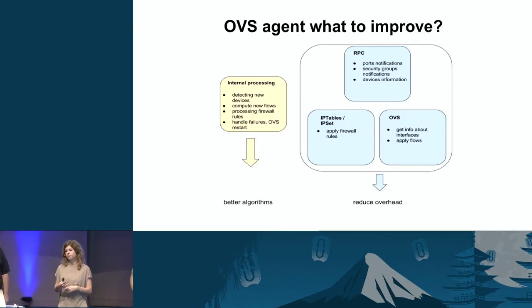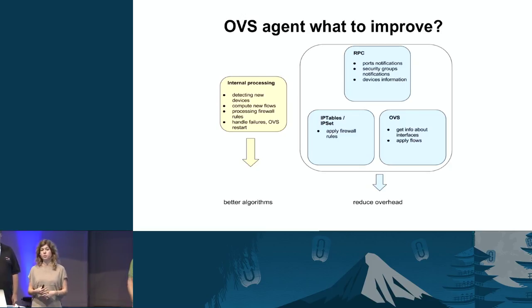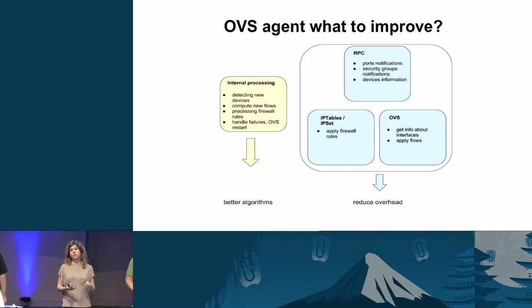In the other category, we have some external processes involved. For example, the OVS agent uses RPC a lot to get port notifications, like when a port is updated, for example, to get security group updates, and also to request the device information from the Neutron server, and to notify the Neutron server that a device is up or down. As I was saying before, the OVS agent also interacts with iptables and ipset to apply the firewall rules. And of course, it communicates a lot with Open vSwitch to apply the flows and also to get information regarding the interfaces. If an external process is involved, an easy way to improve the performance is to reduce the overhead in the communication.